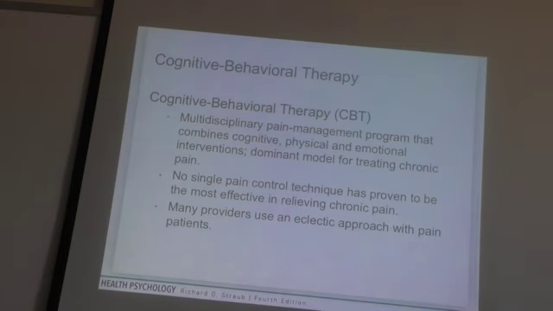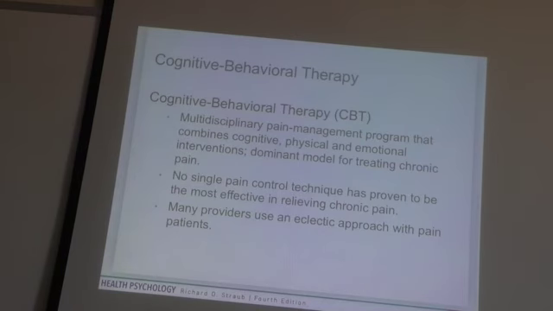Cognitive behavioral therapy is a multidisciplinary pain management program that combines cognitive, physical, and emotional interventions. The dominant model for treating chronic pain is CBT. There's no single pain control technique that has proven to be the most effective in relieving chronic pain, unfortunately. So you have to try everything, and usually you'll have to try everything before they do surgery. You'll have to try all of these different methods before they will actually do surgery.